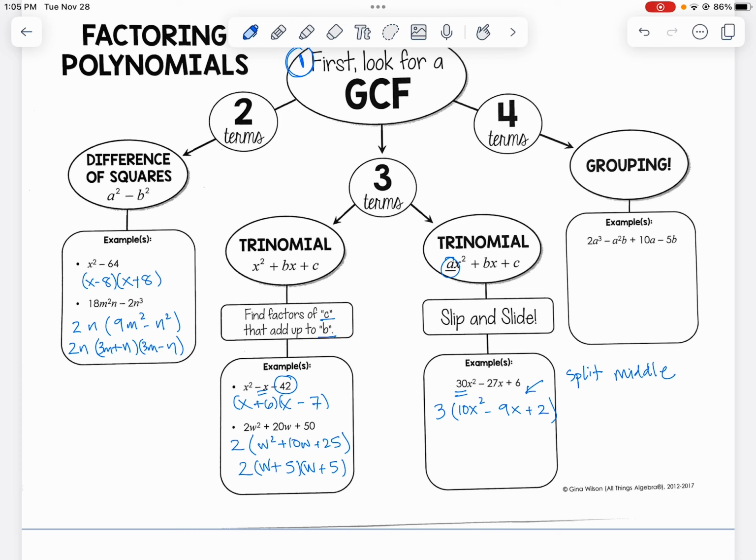by figuring out what two numbers will multiply to, again, the product of a times c. So I want a product of 20 and a sum of negative 9. Two numbers that multiply to 20 and sum to negative 9, that's negative 5 and negative 4. That 9 gets split up into those two factors. And then I can use factor by grouping.